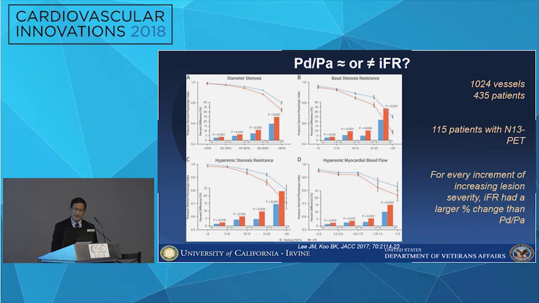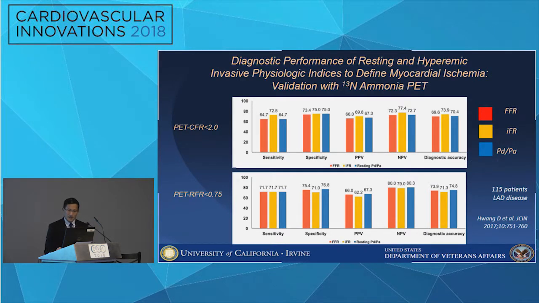In this particular study, they said that IFR had a slight benefit for each increasing increment of lesion severity, whether you define that increase in lesion severity by diameter stenosis, basal stenosis resistance, hyperemic stenosis resistance. There was a slight increase, larger percentage change in IFR than PDPA, but this is fairly modest and not quite clear that it made a difference. So that's for whole cycle PDPA, though. However, it includes the systolic waveform, and that may introduce some artifact.